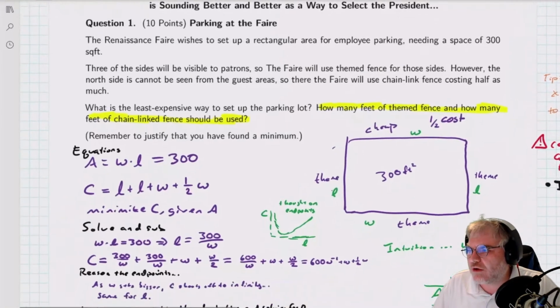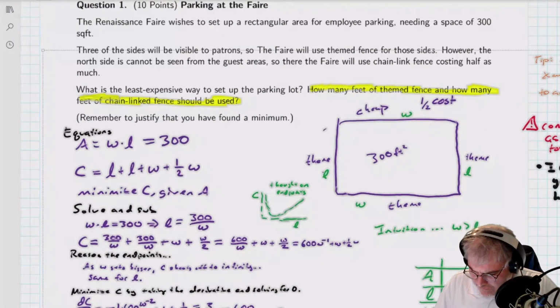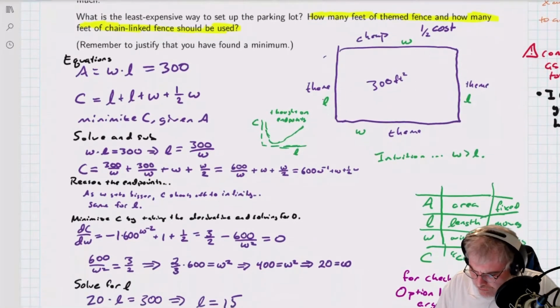Okay. So I've got my two equations here after looking at this, and I'm going to minimize C given A. So what I'm going to do is solve and substitute from my constraint, right? I've got W times L equals 300. That means that L is going to be 300 over W, right?